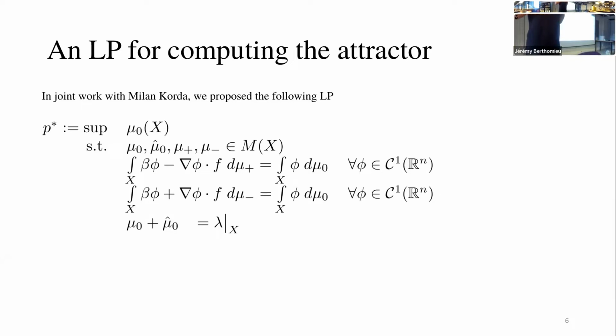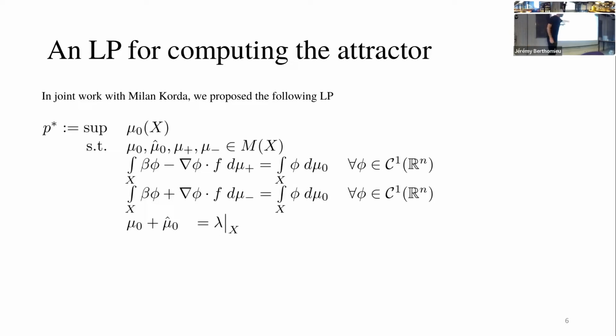But then if you want to understand where those LPs come from, the main idea here is, in fact, we already know what the solution should be. So what we want to have is mu0 should be the Lebesgue measure, which is lambda here, restricted to the attractor. And mu hat should be the Lebesgue measure restricted to its complement.